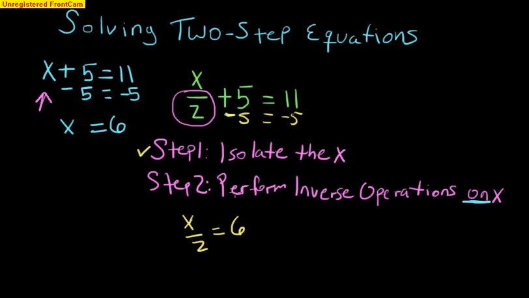Now we need to perform the inverse operation on x. X is still being divided by 2. The inverse operation of division is multiplication. So now we're going to multiply x over 2 by 2, and we're going to multiply 6 by 2. 2 over 2 is 1. These cancel and leave you with x. 6 times 2 is 12. So x equals 12.